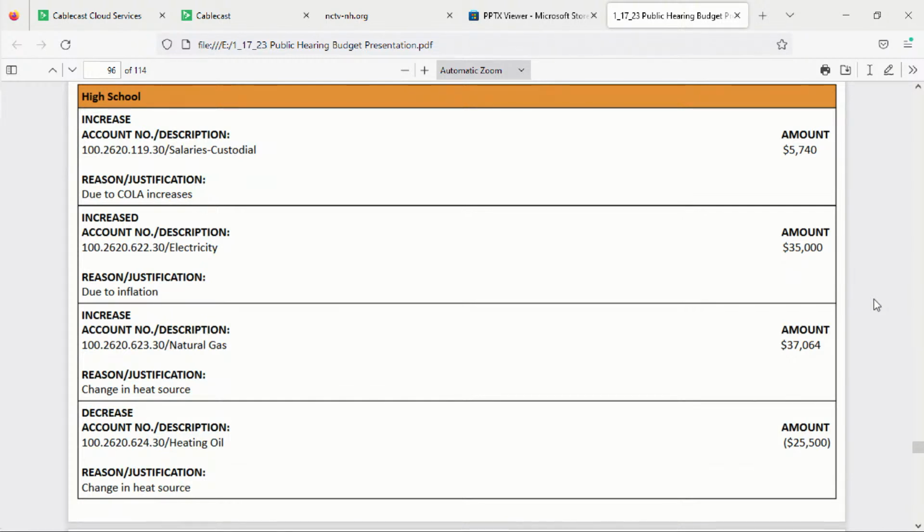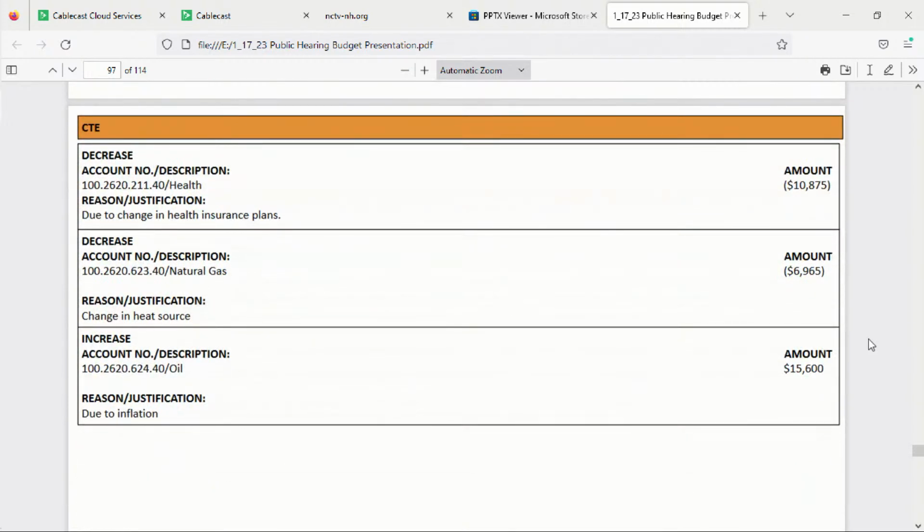And then we go to the high school. Again, the first line is the custodial staff for the high school increase for COLA. And then the electricity there, due to inflation, is $35,000. And then again, same as the middle school, the propane there was $37,064. And that's due to a heat change, obviously, because like the middle school, they are also running on propane for the most part, if we decided to. Then we did save the $25,500 from not using the oil heat because of the heat change.